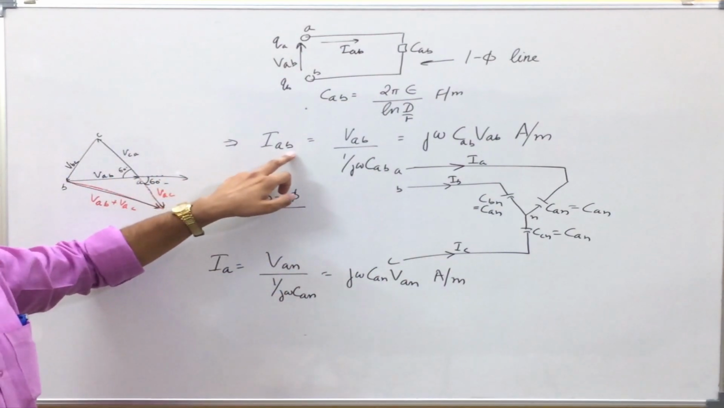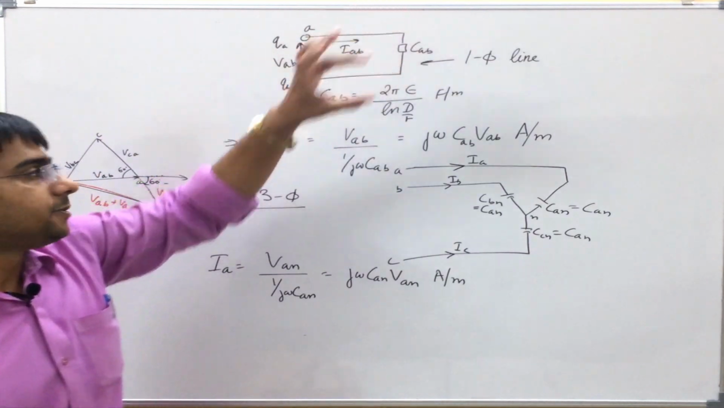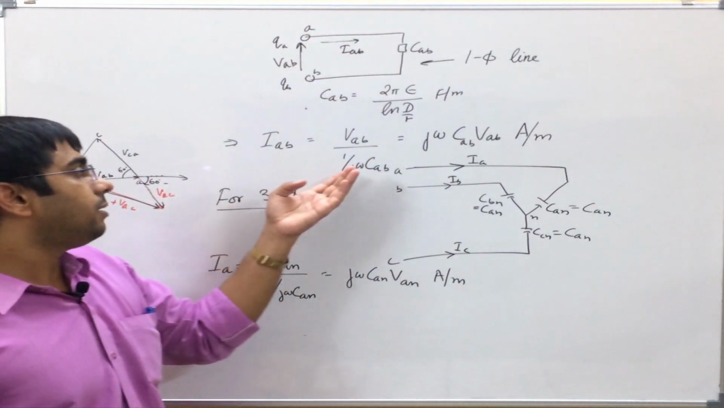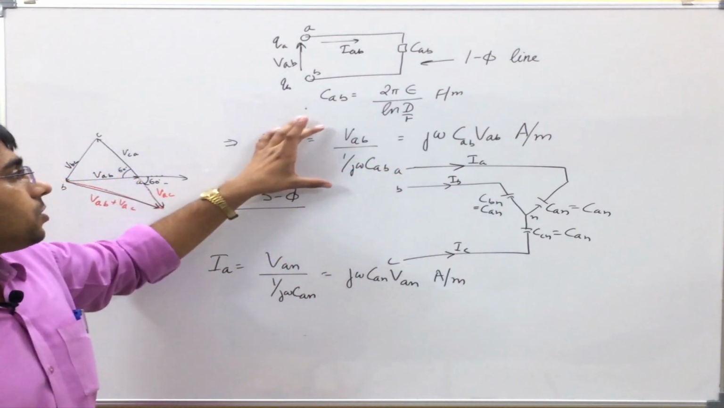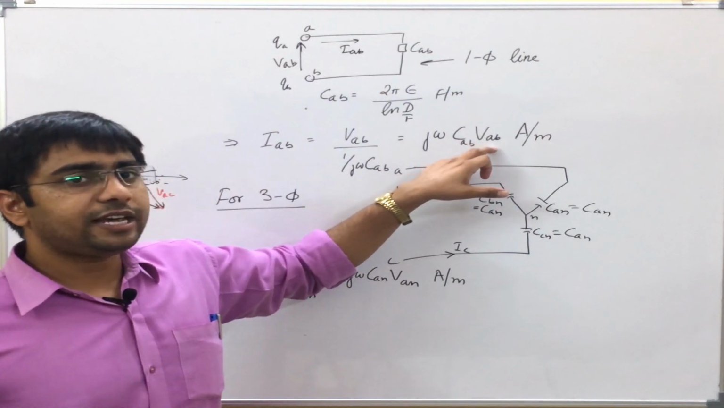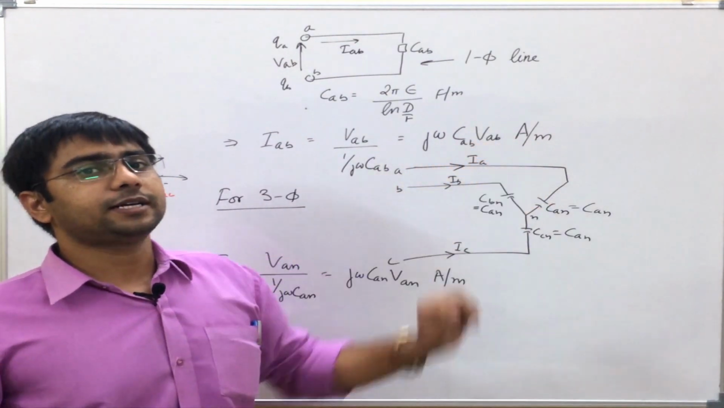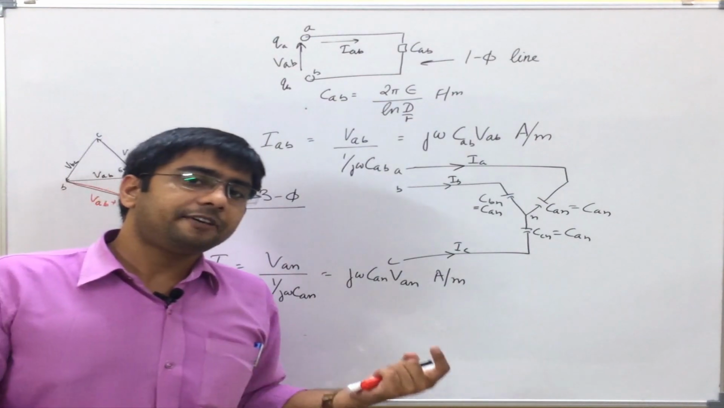So IAB will be equal to VAB divided by the capacitive reactance, which will equal 1 by j omega CAB. So it will come out to be j omega CAB into VAB ampere per meter. Now let us see what is the case for a 3-phase line.